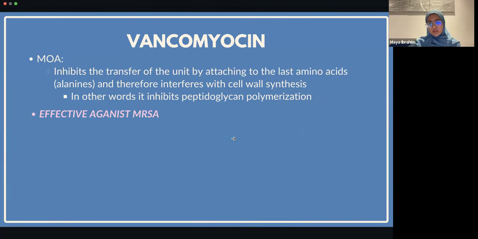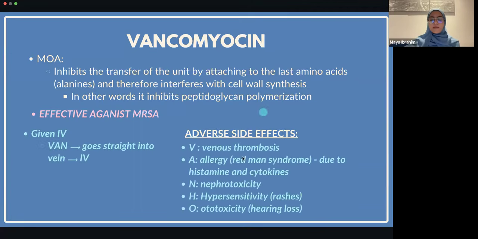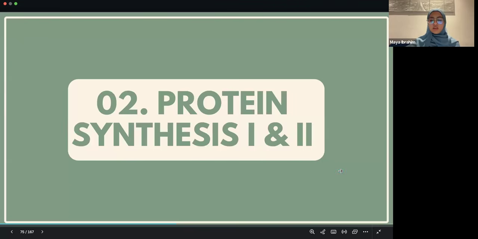It is effective against MRSA, which we all know by now, and it's given IV. How I remember it is van goes straight into, so a van, and vein, IV. Adverse side effects, van, ho. So venous thrombosis, allergy, red man syndrome. This is very high yield. Nephrotoxicity, hypersensitivity, and ototoxicity. Now we're done with the first lecture.